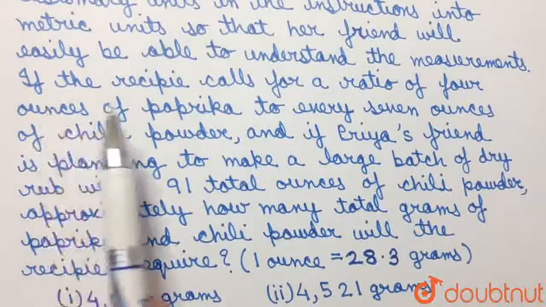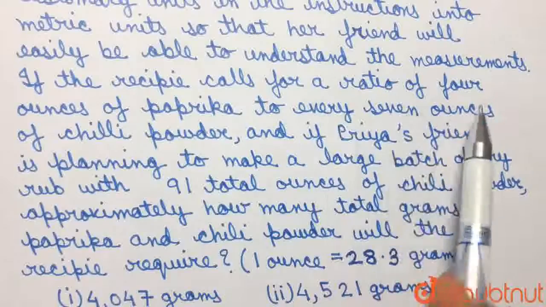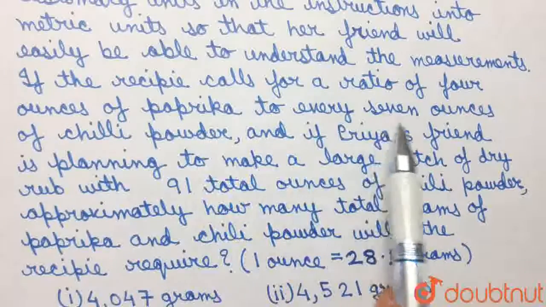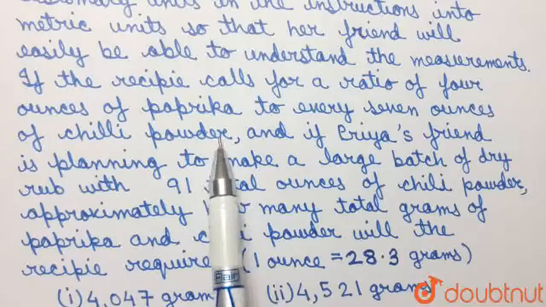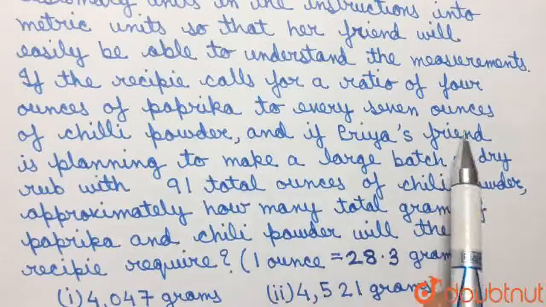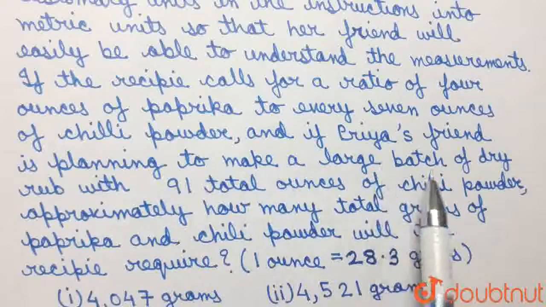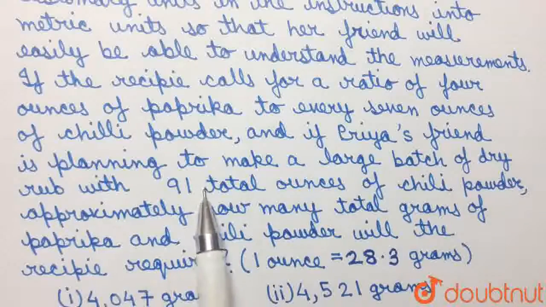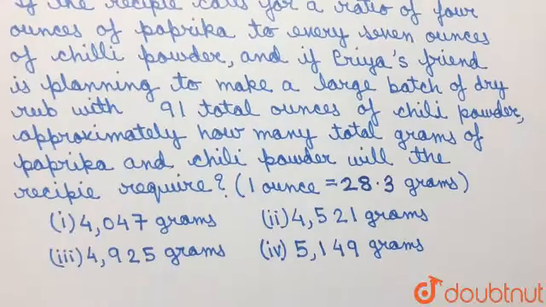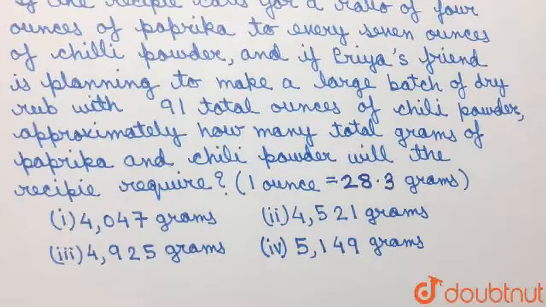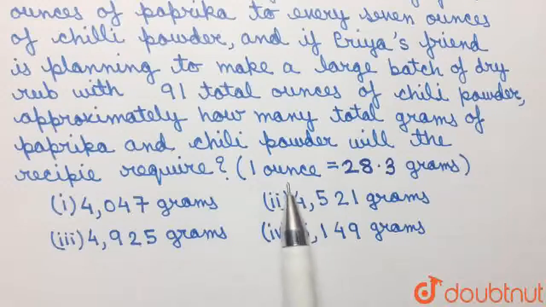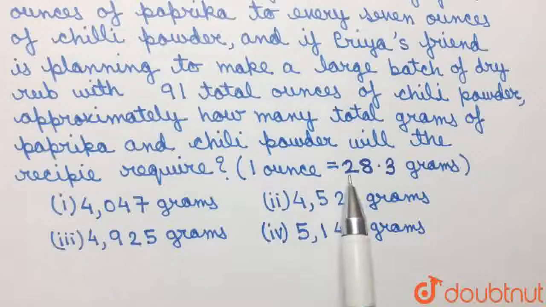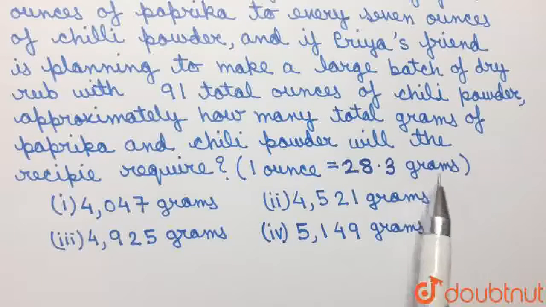If the recipe calls for a ratio of 4 ounces of paprika to every 7 ounces of chili powder, and if Priya's friend is planning to make a large batch of dry rub with 91 total ounces of chili powder, approximately how many total grams of paprika and chili powder will the recipe require? It has also been stated that 1 ounce is equal to 28.3 grams.